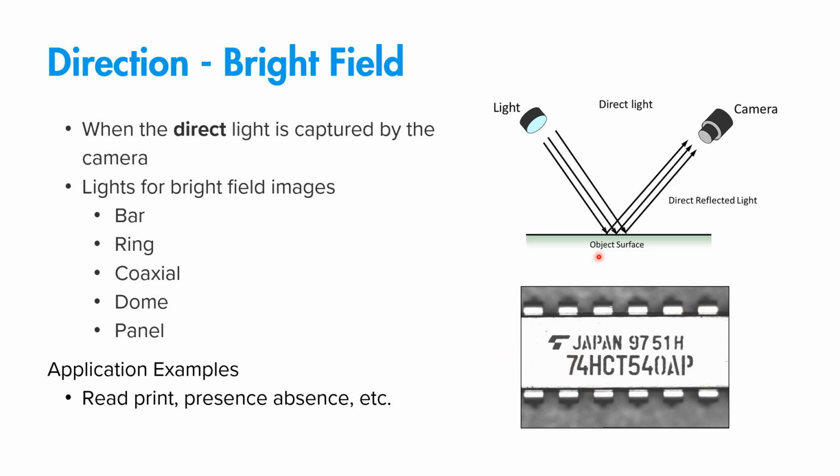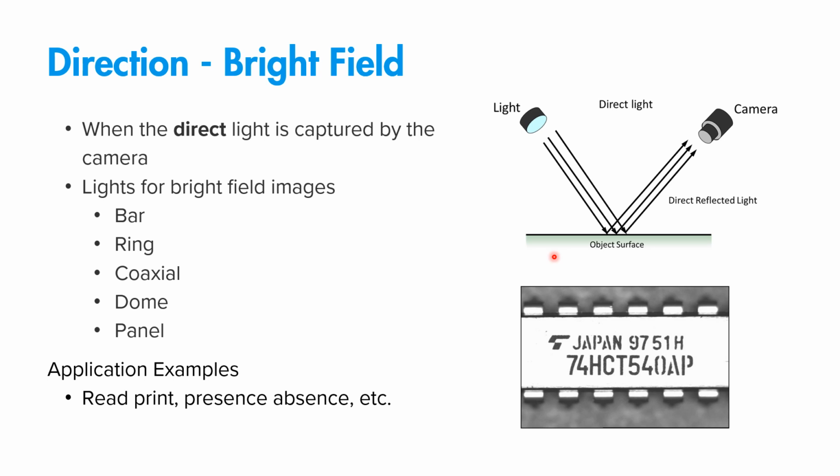Anything that appears dark, it's when that light hits that surface and it scatters out. Not enough of that scattered light reaches the camera and it appears dark. So the lights that we need to have in our lab to achieve bright field images are bar lights, ring, coaxial, dome, and panel.